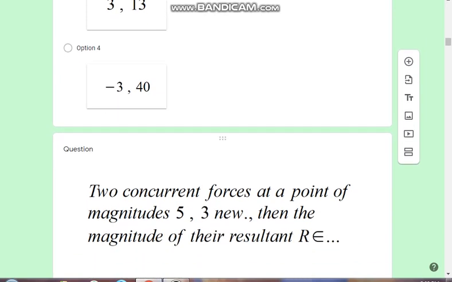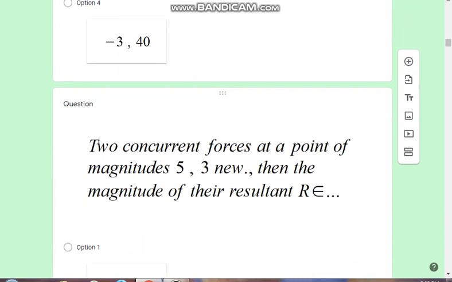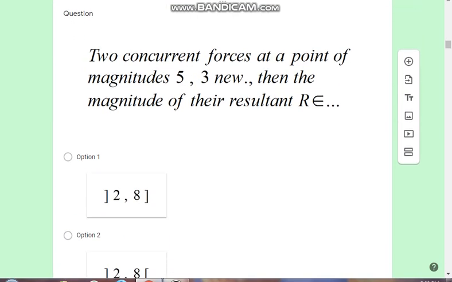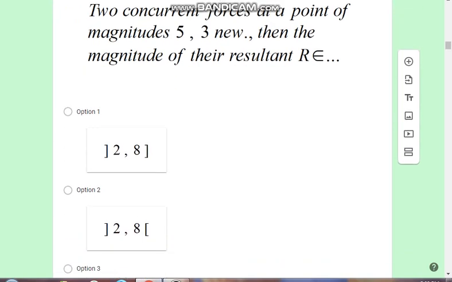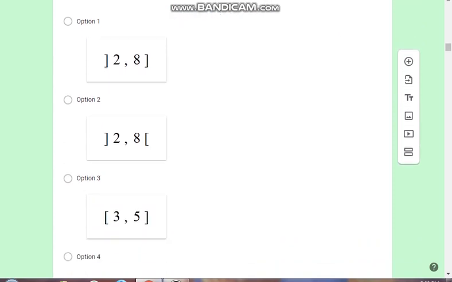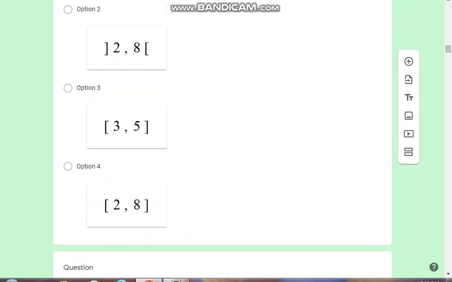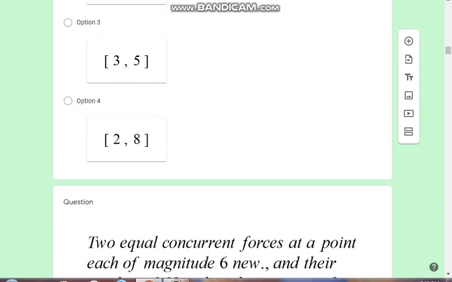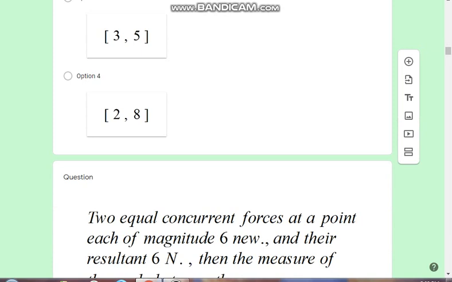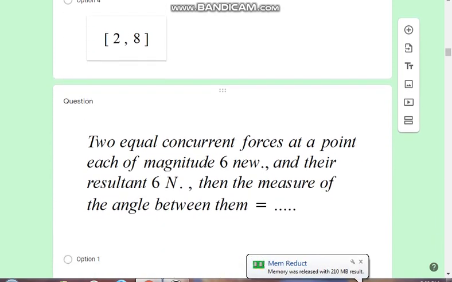The next: two concurrent forces at a point of magnitudes 5 and 3 Newton. Then the magnitude of their resultant belongs to. Choose one of the following answers: semi-open interval 2 and 8, open interval 2 and 8, closed interval 3 and 5, or closed interval 2 and 8.